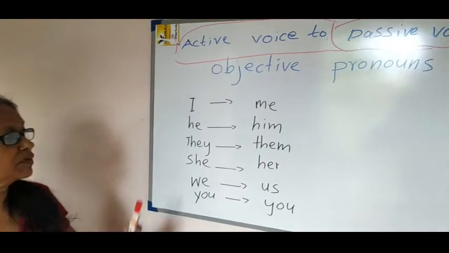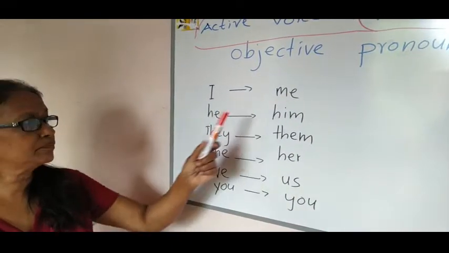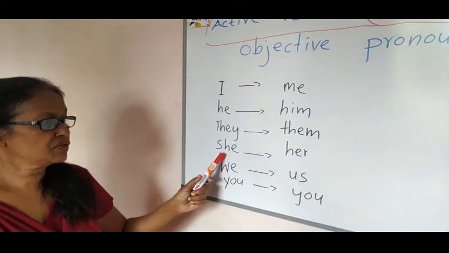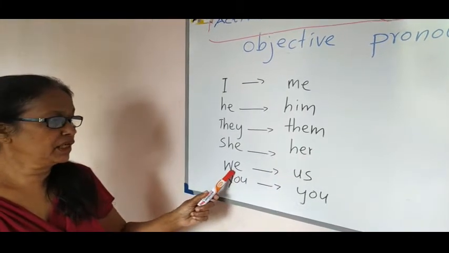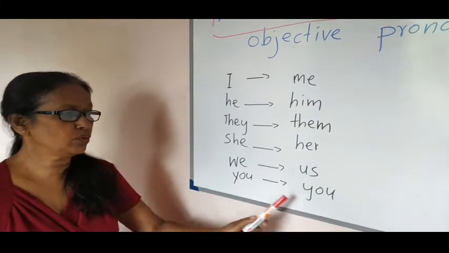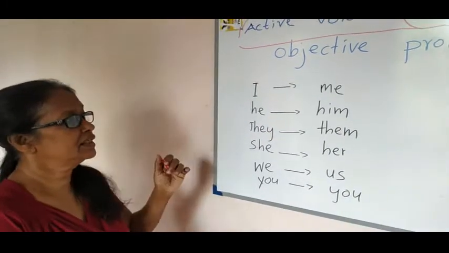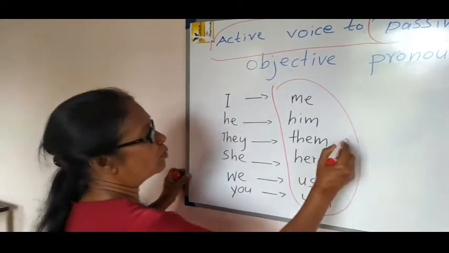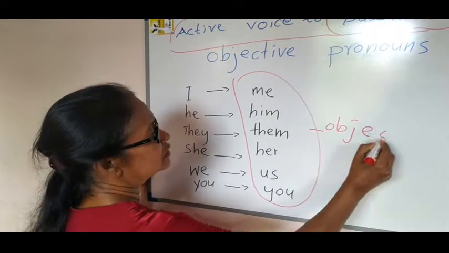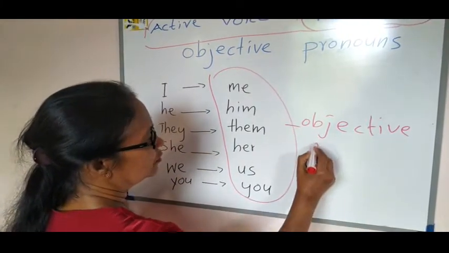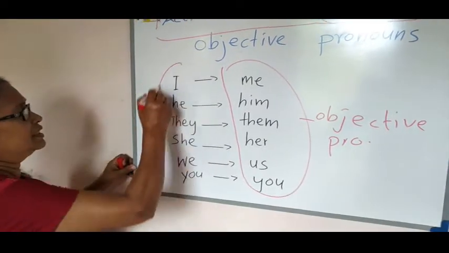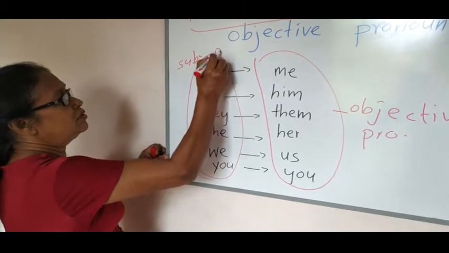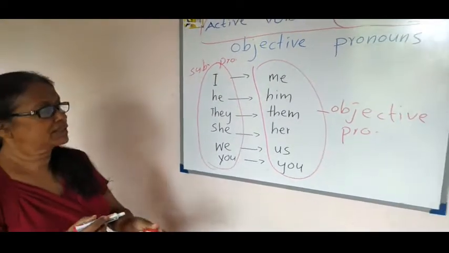Objective pronouns: me, him, them, her, us, you. These are the objective pronouns. These are the subjective pronouns: I, he, they, she, we, you. I think you understand that.